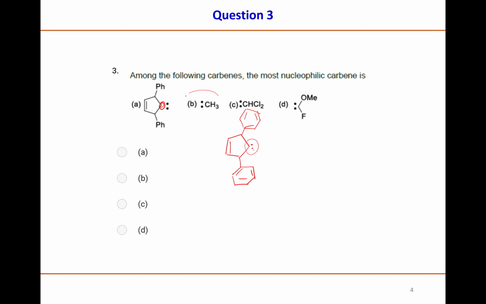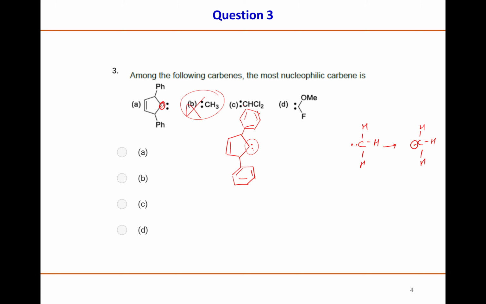So let's talk about option B, where we have methyl carbene, CH3 carbene. This is not a carbene either, because we have this and this. We have discussed it right now. This is nothing but this charge, right? So this is an ion, not a carbene. So this option is already eliminated. It's not the correct one.